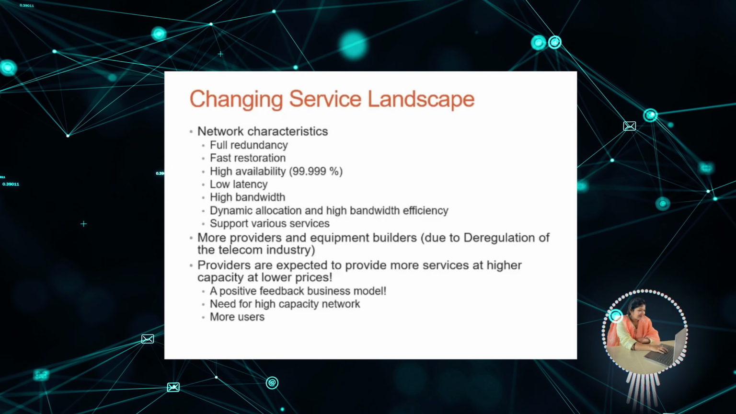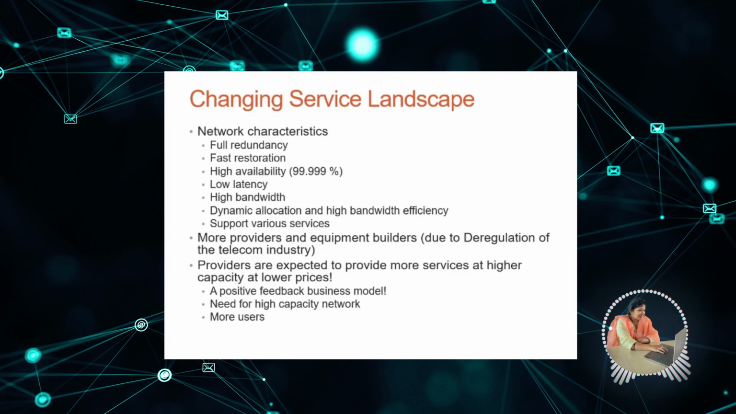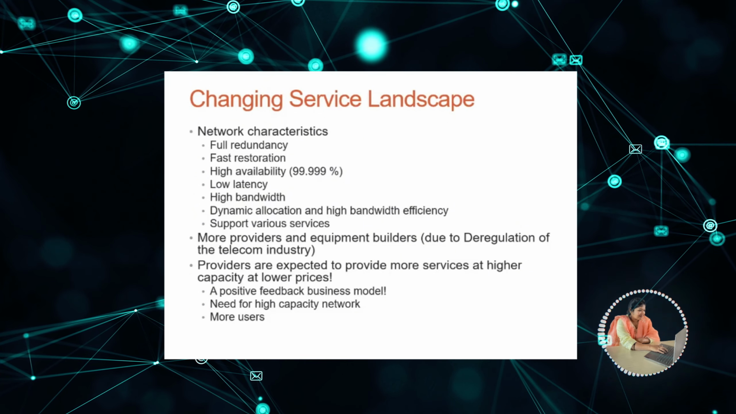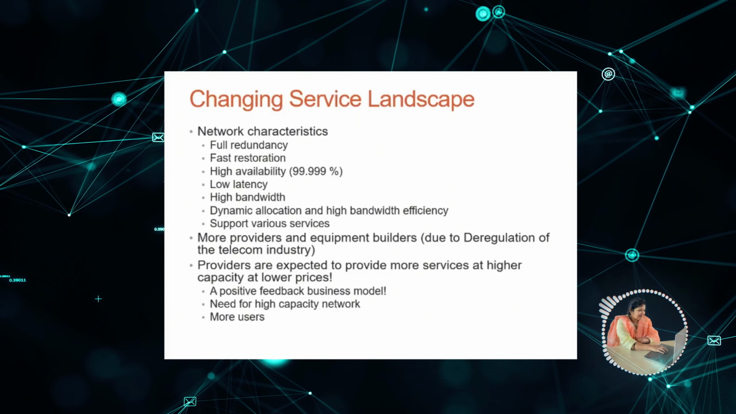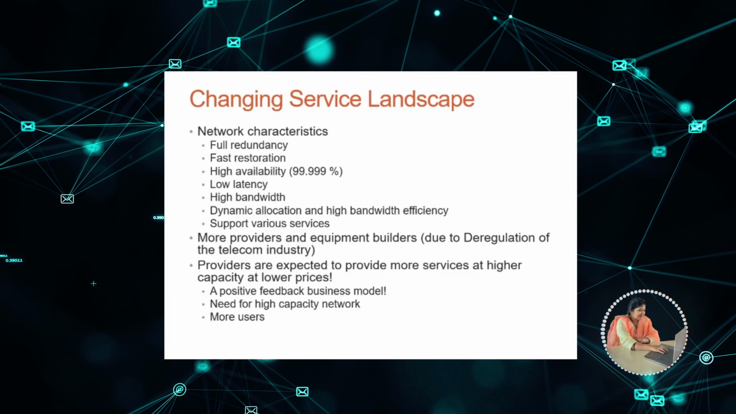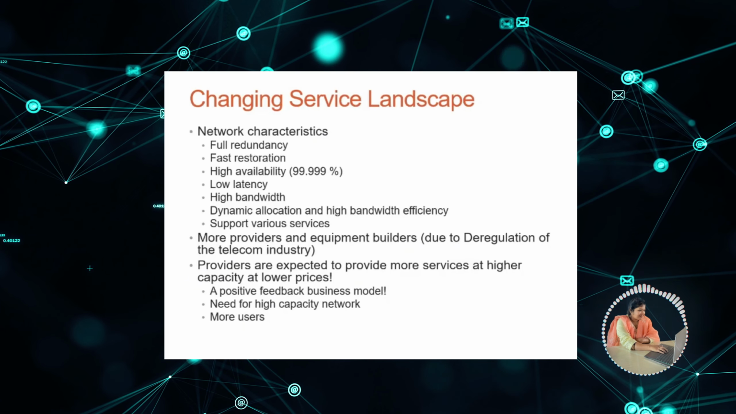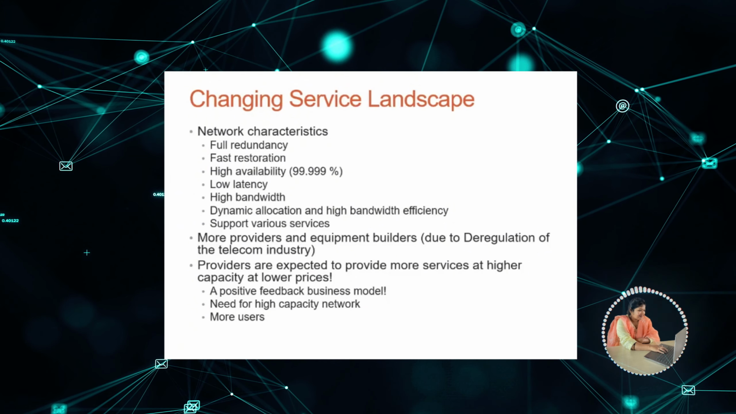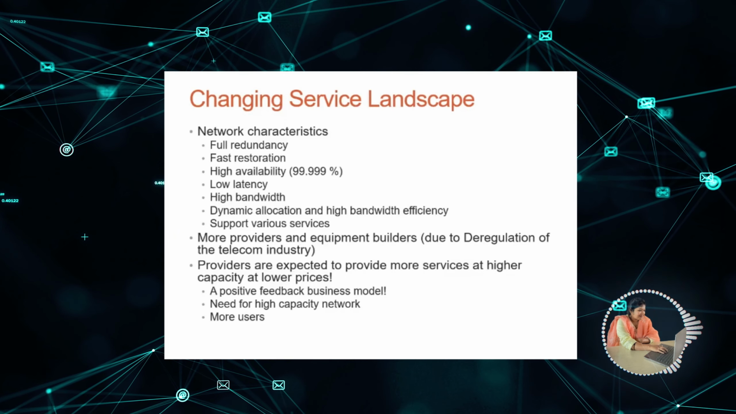Now next, what are the main things that are going to change your services or your networking or architecture requirements? The first thing to characterize is the network characteristics. Now how many points are there in network characteristics? The first is full redundancy, then fast restoration, high availability, low latency, high bandwidth, dynamic allocation and high bandwidth efficiency, and support for various services.